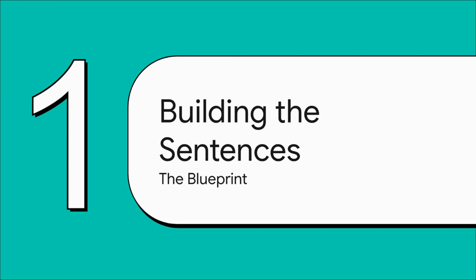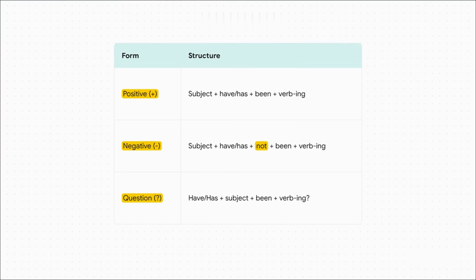Now let's get into the how. We're going to look at the actual blueprint for putting these sentences together. And it's pretty much a formula you can use every single time. So here it is, the structure. For a positive sentence, it's pretty straightforward. You take your subject, add have or has, then been, and then your verb with ing at the end.